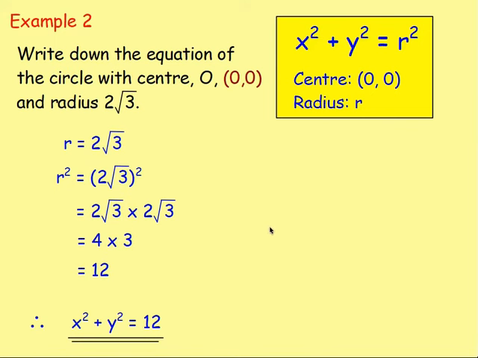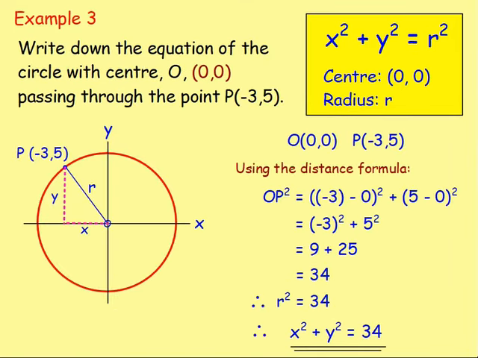We went on and did a few more examples of that. So with this one here, you had to write down the equation of the circle. The centre was 0, 0, and the radius was 2 root 3. Because the centre is 0, 0, we know the equation is going to be x squared add y squared. And remember, that's equal to the radius squared. So we had to square the radius, find out r squared. That worked out to be 12. So we had x squared add y squared equal to 12.